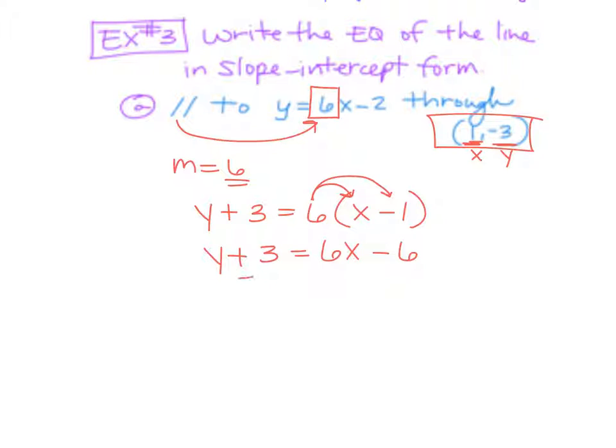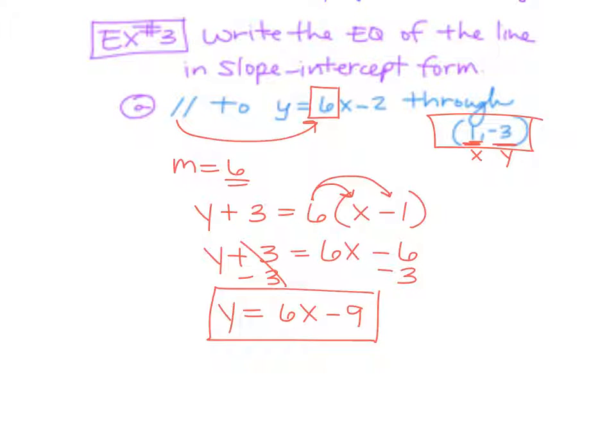Then you subtract. You're going to take away the 3, right? We want to isolate the y. So it's going to be y equals 6x, -6 minus 3 is -9. So your slope intercept form would be y equals 6x minus 9. Okay, so that's if we want the parallel line.